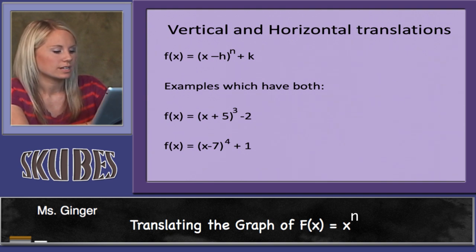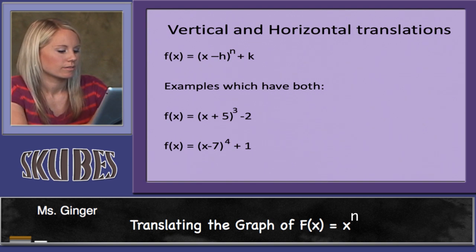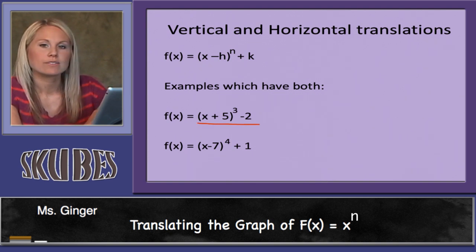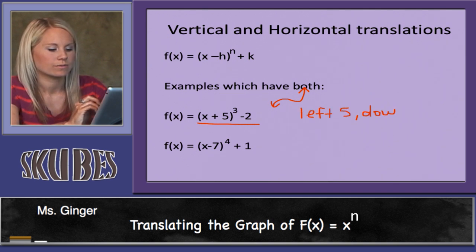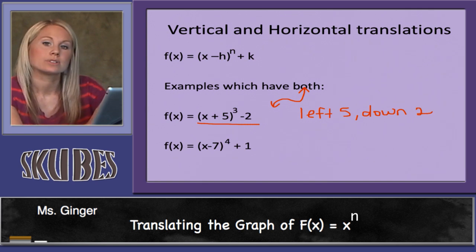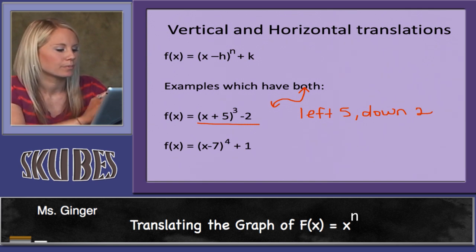So for the first example here, we have (x + 5)^3 - 2. So that's our parent graph cubic function because of that power of 3, that's been moved left 5 and down 2 according to our numbers inside and outside the parentheses.